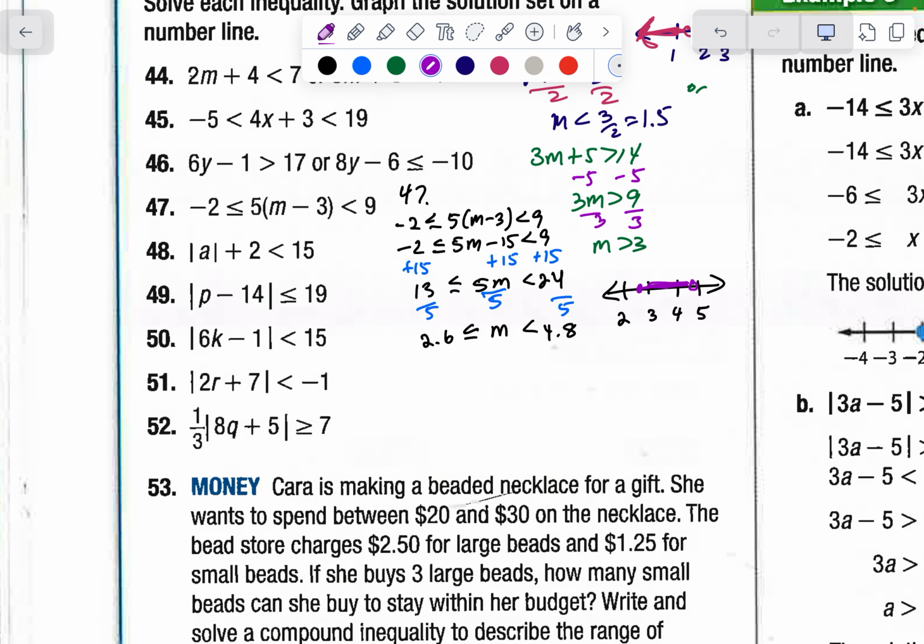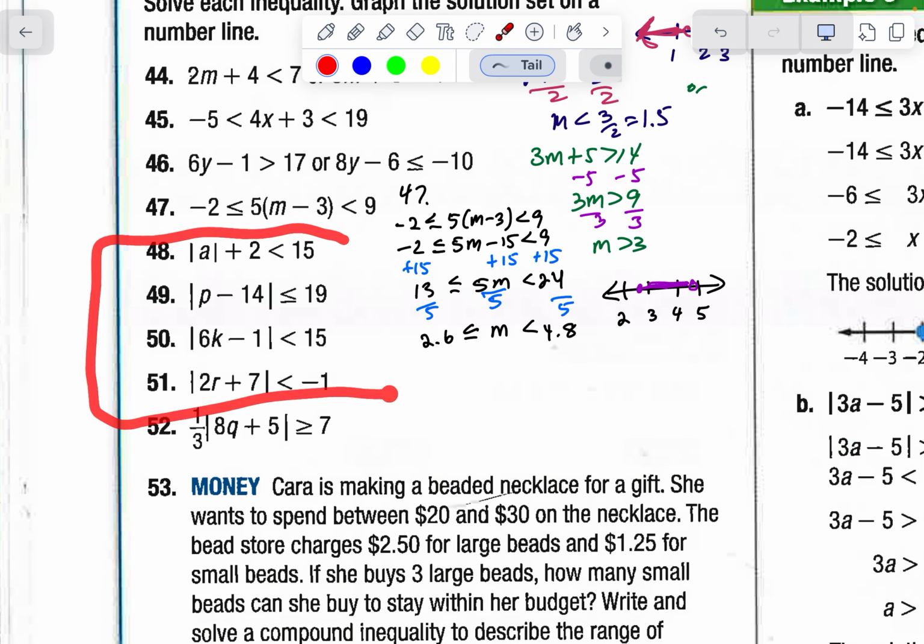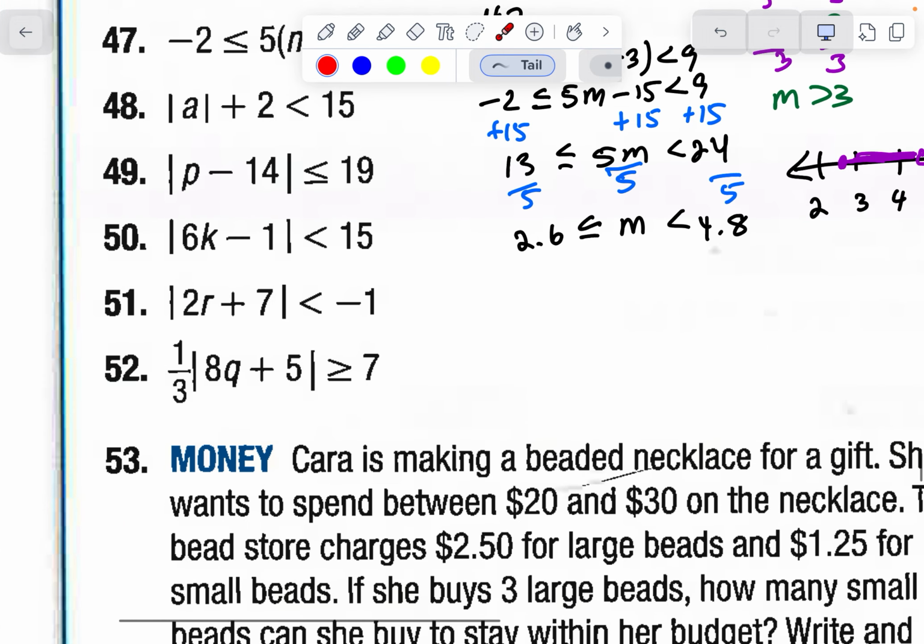Okay. Now I want to take a look at problems 48 to 51. Now the reason I jump and look at those together is because all of those are absolute value less thans. So every absolute value less than we do the same way, okay? So let's do 48 and 49.